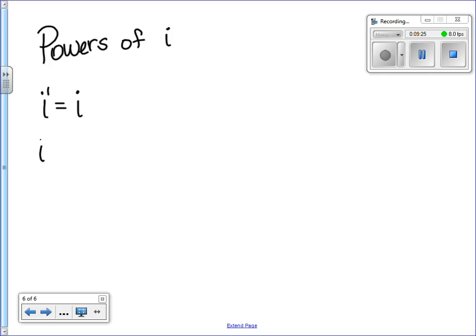But let's talk about i squared. Now if i equals the square root of negative 1, what happens if I square that? It's just negative 1. Because what happens when you square a radical? It's whatever's inside there, right? So i squared equals negative 1. Now we're going to use these two to answer a whole bunch more.